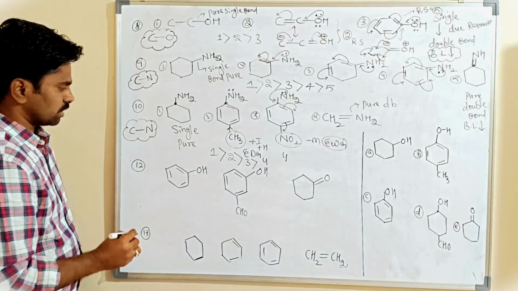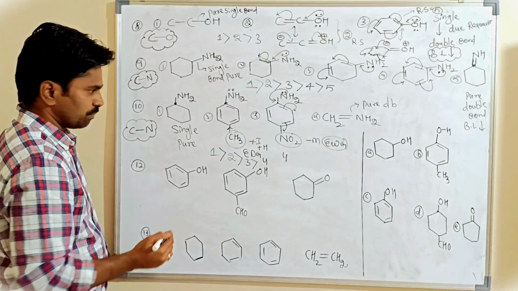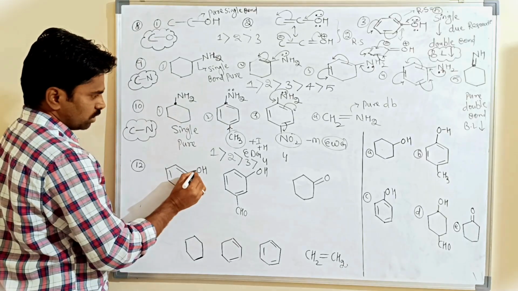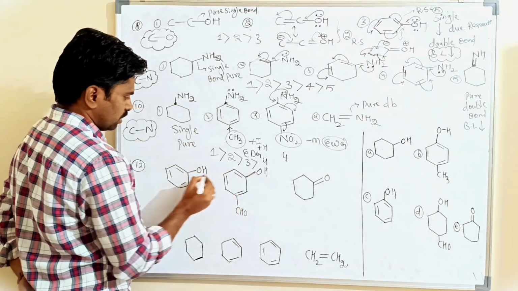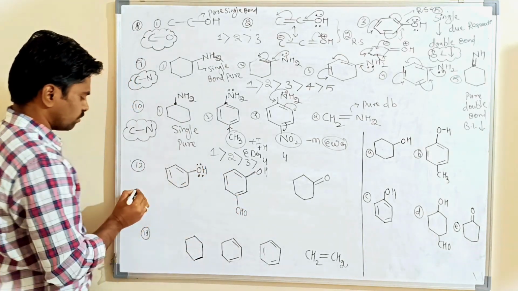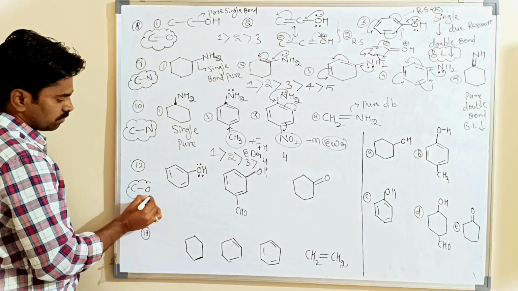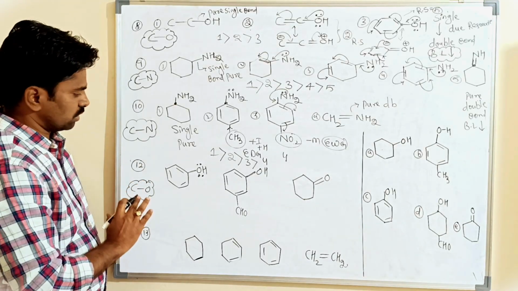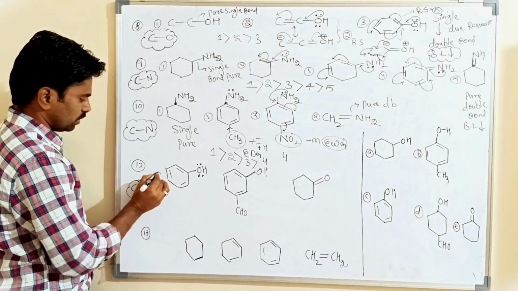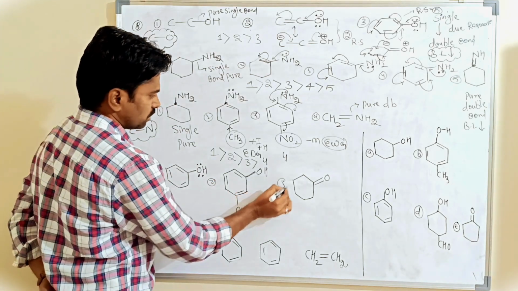Okay, right. Next, come to question number 12. We know that here is a single bond, here is also a single bond, and the question is about the carbon and oxygen bond length. We have to mention which has the more bond length first. So we have to give the first option, second option, and third option.